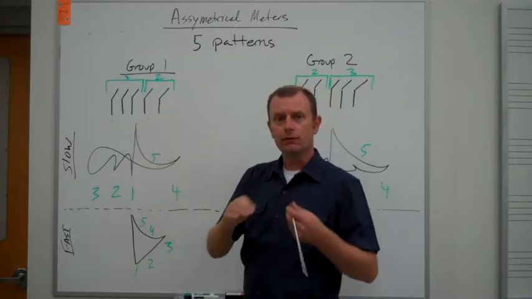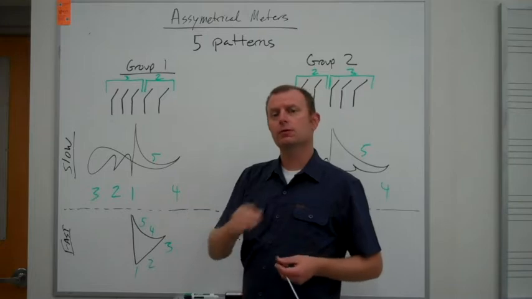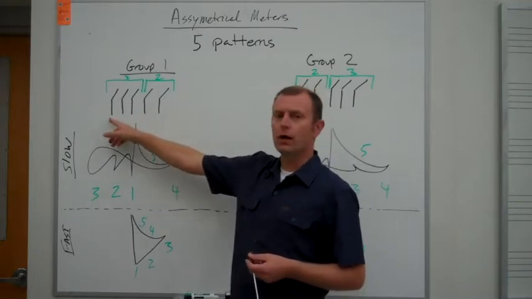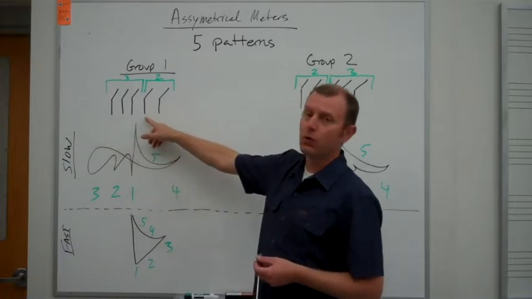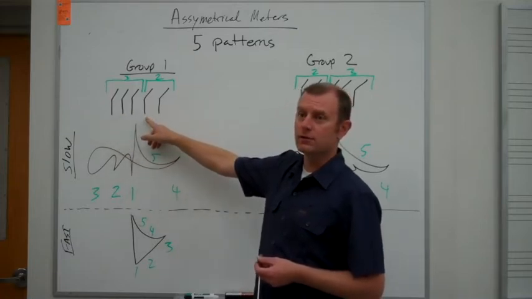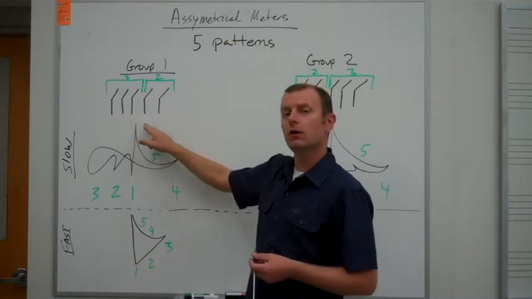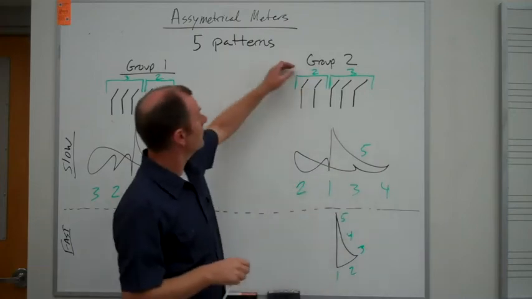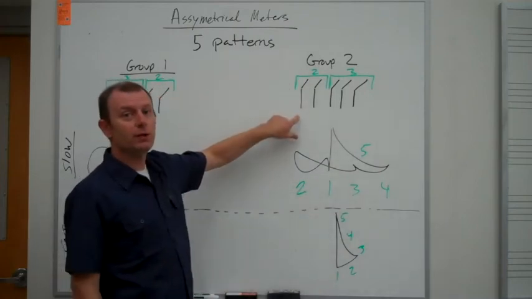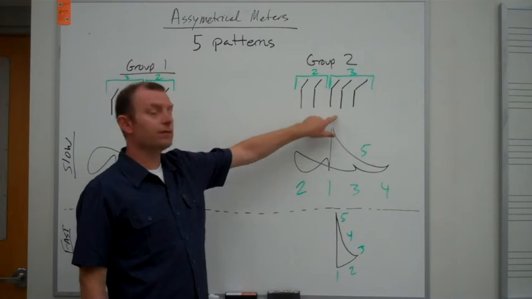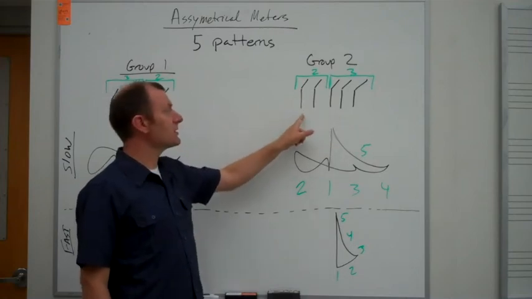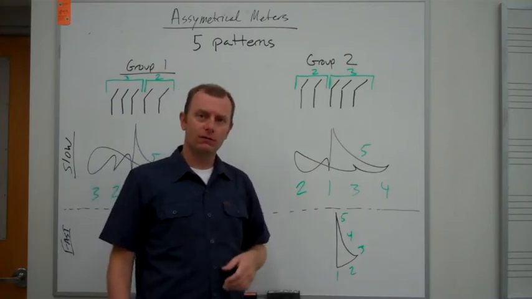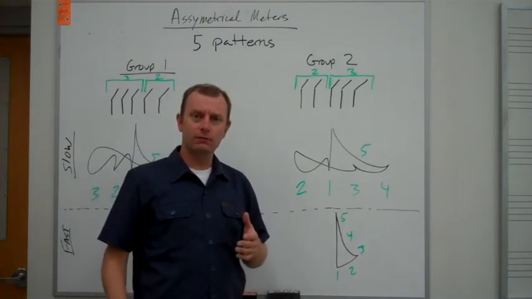The first one, group one, has 3 beats followed by 2 beats. 1, 2, 3, 4, 5. This means that there is a stress on 1 and on 4, in order to allow us to feel the grouping of three followed by the grouping of two. Our second group is a grouping of two followed by a grouping of three. In this case, the stresses come on one and three. One, two, three, four, five.